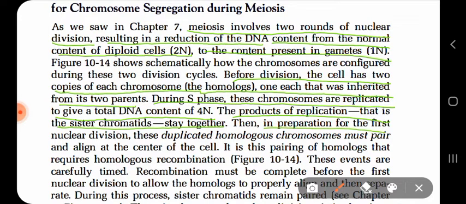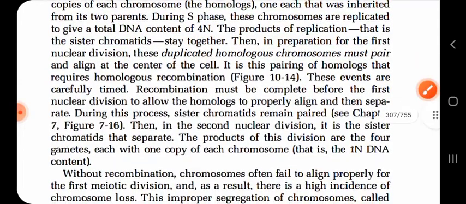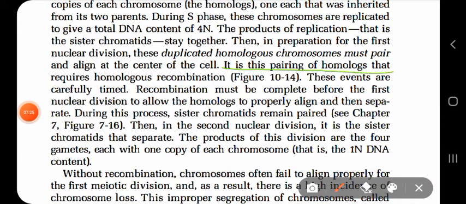So in preparation for the first nuclear division, these duplicated homologous chromosomes must pair with each other and align among themselves at the center of the cell. Just like we have seen during homologous recombination, alignment of the DNA should be occurring, right? It is the pairing of these homologs that requires homologous recombination, and these events are carefully timed out.